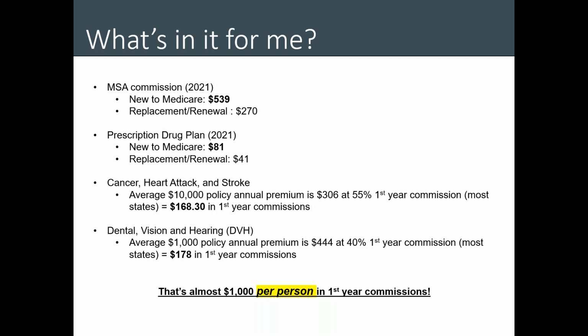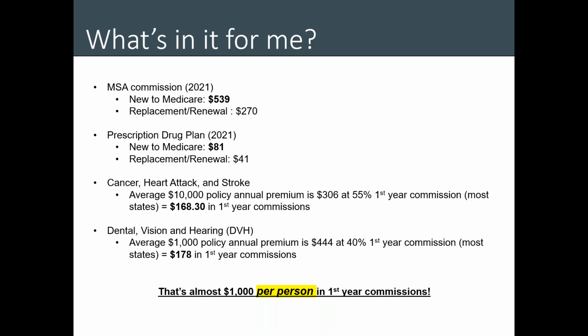Cancer, heart attack, and stroke, we touched on that a minute ago. So a $10,000 policy, again, $25.50, the cost of a $10,000 lump sum cancer plan with Aetna at age 64 is $306 in annualized premium. At a 55% first year commission in most states, we're looking at $168 in year one commissions. Notice no renewals are figured in here. Obviously, all of these plans pay renewals, which is a beautiful thing.